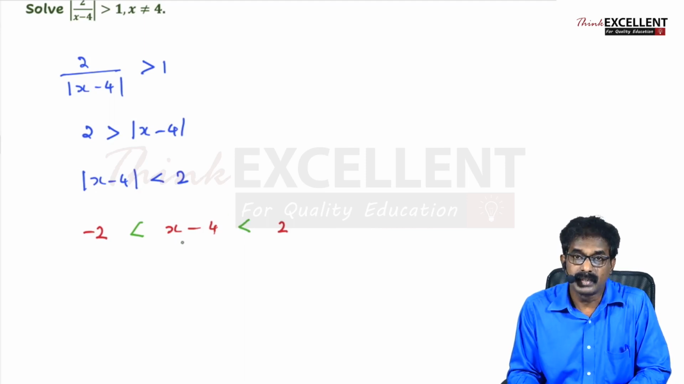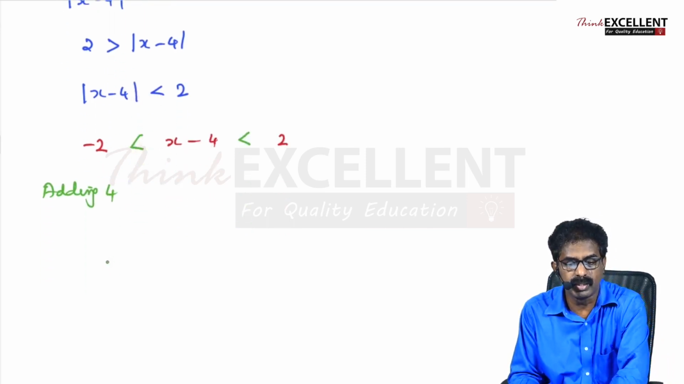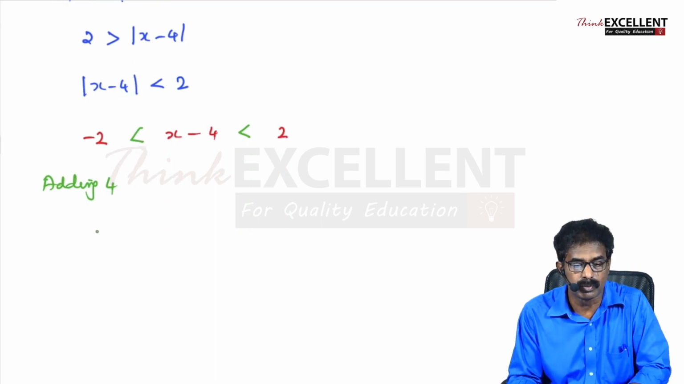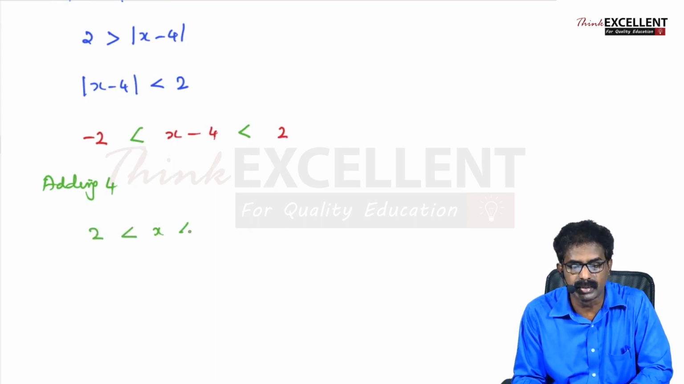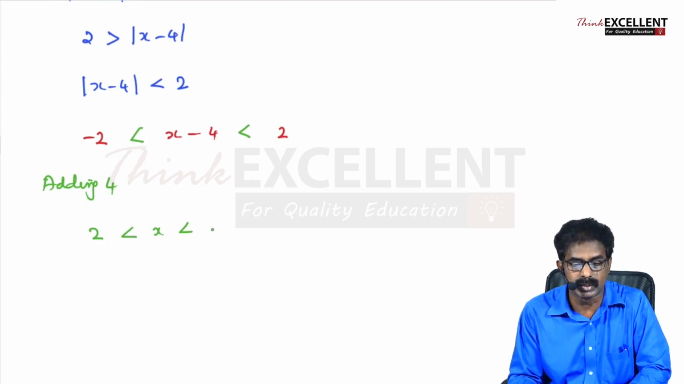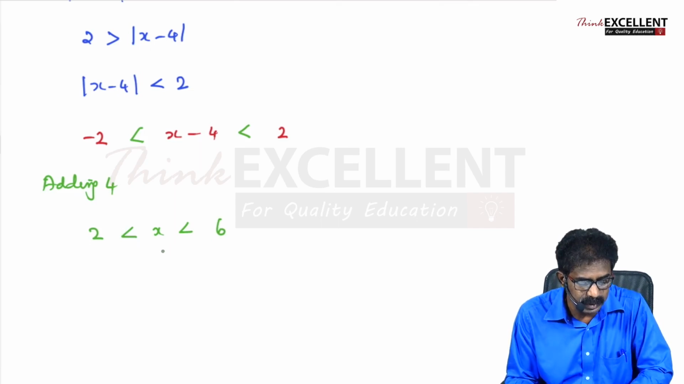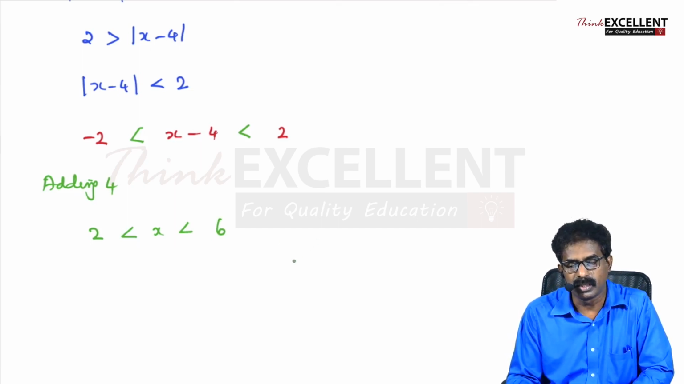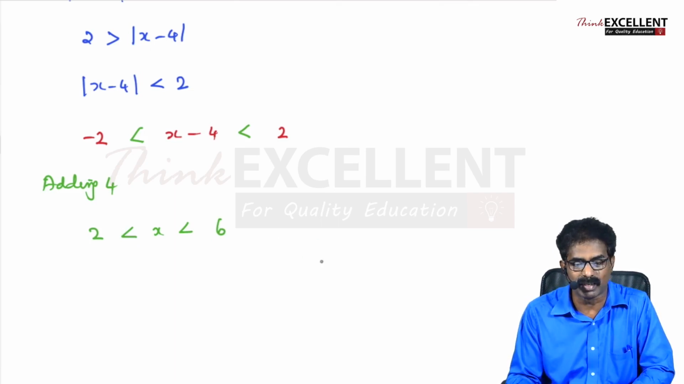Now I want only x in the middle, so I don't want that minus 4. For that, add 4 to every term. When you add 4 to every term, minus 2 plus 4 is what? 2 less than x less than, 2 plus 4 is what? 6. So x lies between 2 and 6. See, here normally students make a mistake. Up to this, everyone does correctly. So please listen very carefully.